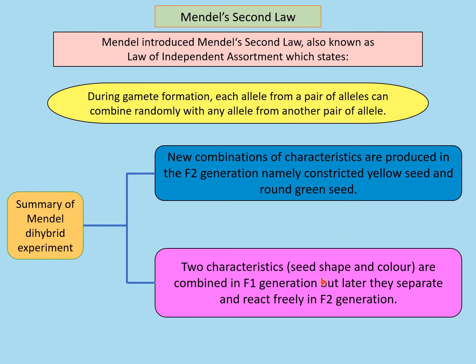The two characteristics, seed shape and color, are combined in the filial 1 generation, but later they separate and react freely in the F2 generation, which carries the ratio of 9, 3, 3, 1. There are 16 combinations of different genotypes produced when we cross it, and we use the Punnett square.